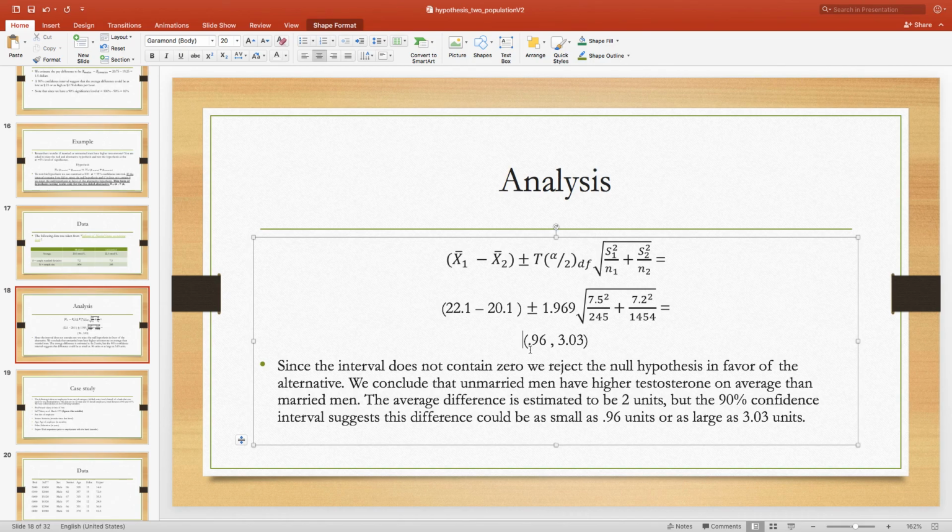So I'm going to reject the null hypothesis that the two groups could have the same average testosterone level. On average, unmarried men have a significantly higher testosterone level than married men. And that testosterone difference, by the confidence interval, could be as low as 0.96 or as high as 3.03 units bigger. The estimated difference is 2, the difference in these two populations.